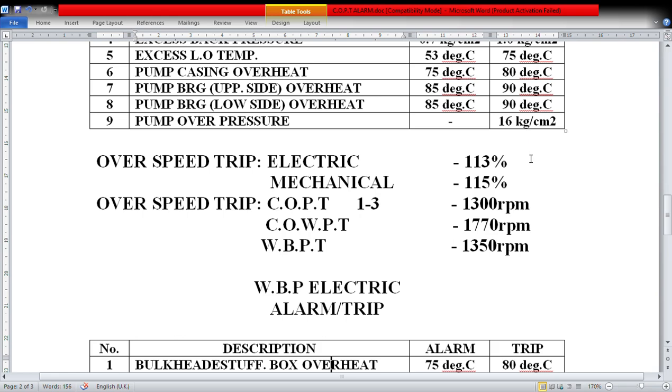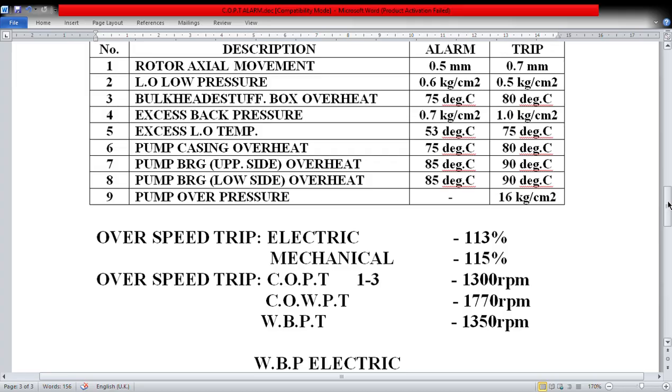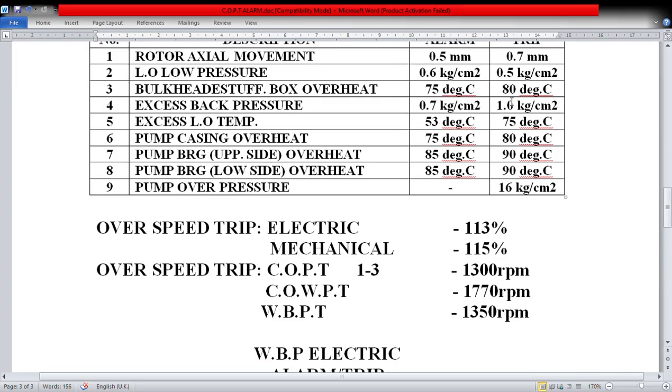Now when we speak about the water ballast pump alarms and trips, they have some different alarms and trips compared to your normal COPT. Bulkhead stuffing box overheat is 75 degrees centigrade and 80 degrees centigrade. So there we have the bulkhead overheat, which is the same.